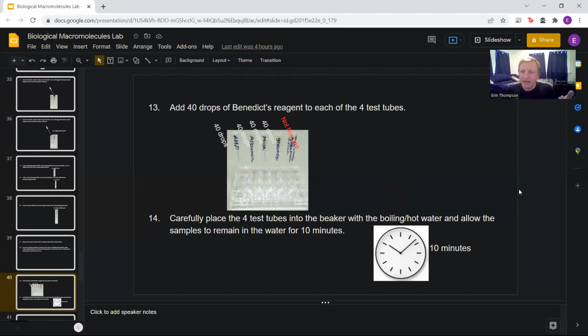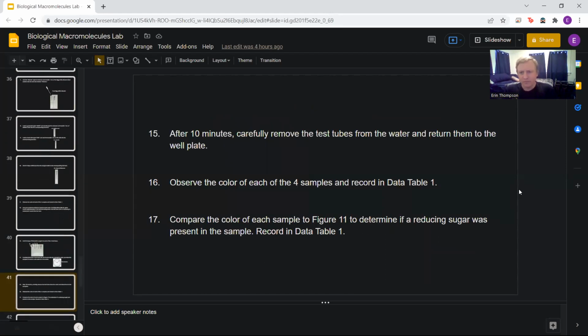After we've added our benedicts reagent, you are going to put your 4 test tubes into the hot water. It needs to be above 80 Celsius, I believe, which is quite hot, too hot to touch with your bare hands. The water still needs to be quite hot, and you need to let it sit for 10 minutes or so. Take the test tubes out of the water, put them back into that 24 well plate, observe the color of the 4 samples and record the data in data table 1.